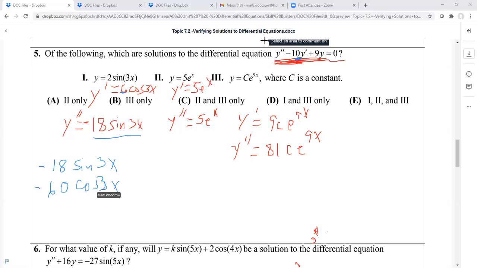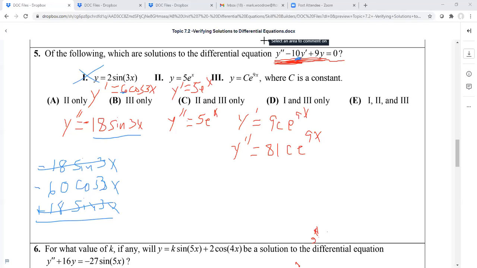And then last, it's plus 9 times y. Well, the y is 2 sine 3x. It's the given Roman numeral 1. So when I take 9 times 2, I get plus 18 sine 3x. And I hope you can see that if I combine the like terms, which are the first and the bottom one, these do cancel out. But that's negative 60 cosine 3x, not 0. So this one does not work.